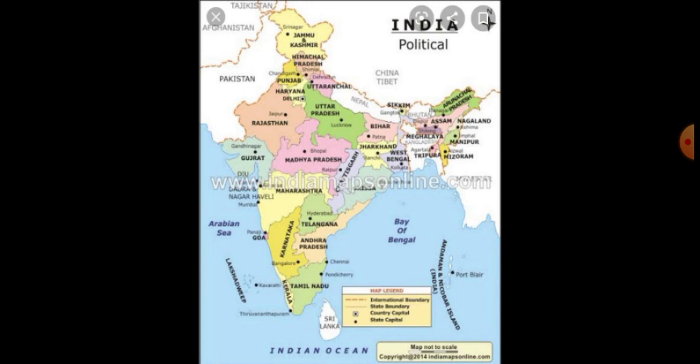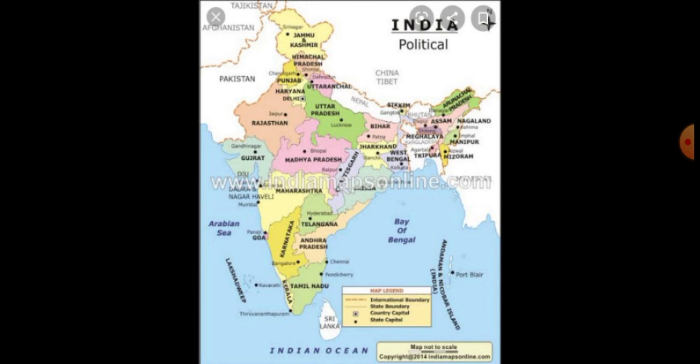So, who appointed the chief minister of Tamil Nadu? The chief minister of Tamil Nadu was appointed by the governor of Tamil Nadu. Who is the governor of Tamil Nadu? Banwarilal Purohit is the governor of Tamil Nadu. Who is the Chief Minister of Tamil Nadu? M.K. Stalin is the Chief Minister of Tamil Nadu.